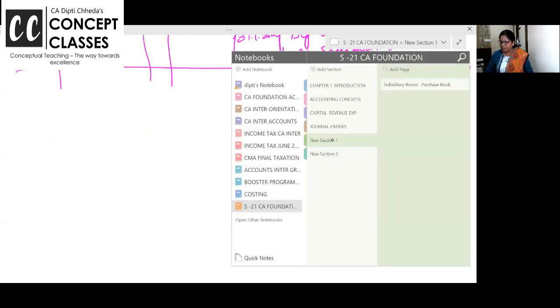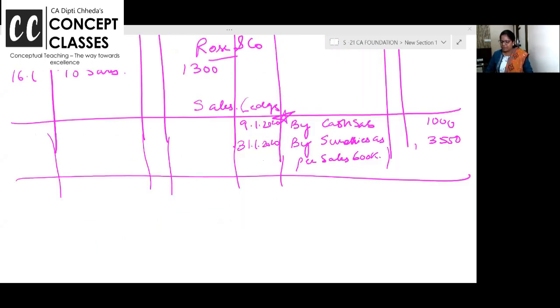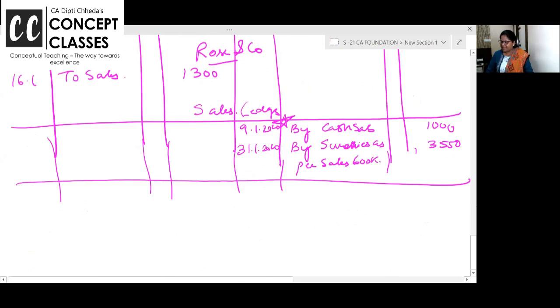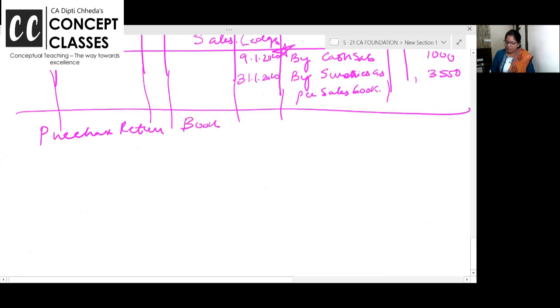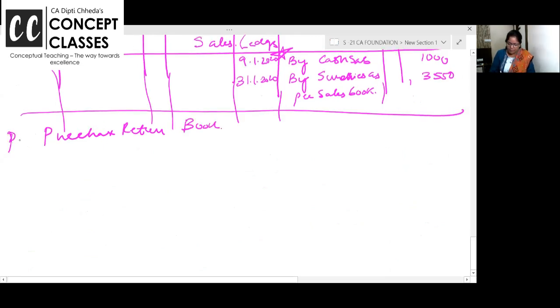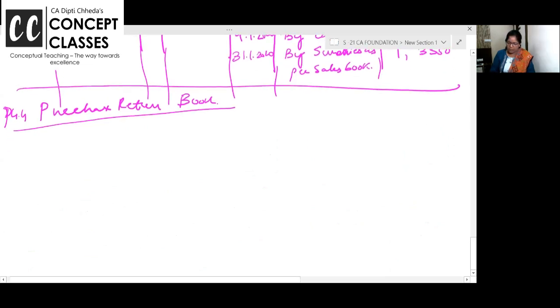Don't write this in your booster notebook. Come to the running notebook where we have solved this problem. We have solved the problem for sales. Now what are we doing? Purchase return. Purchase return book. Problem number 4. Purchase return book. What all columns will we make?